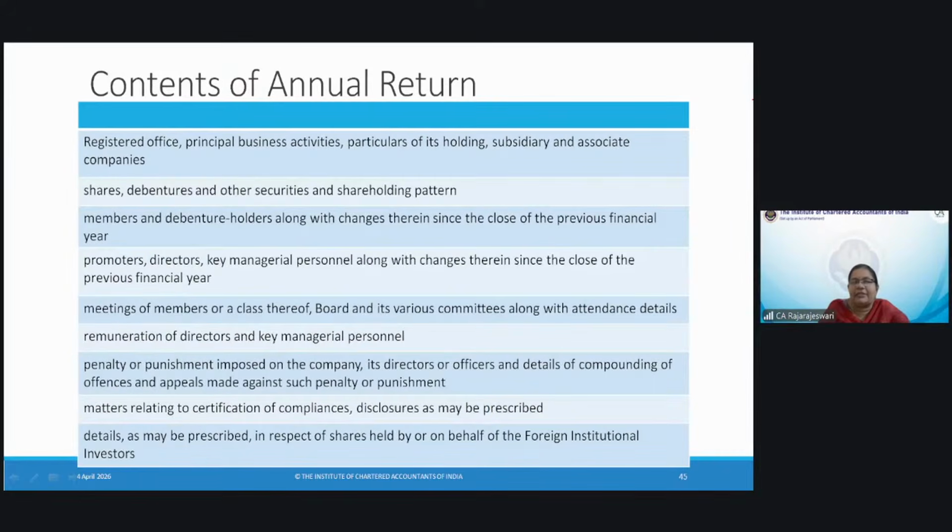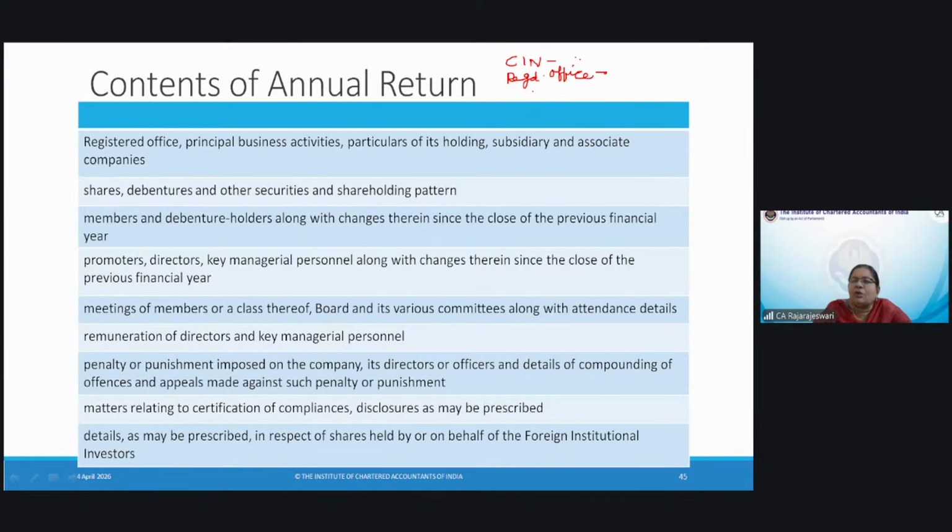Now we are talking about the annual return. What are all the contents of the annual return? First, the CIN number. If you type the CIN number in the portal, it will come correctly. Then if you pre-fill it, automatically all the existing details will come. So you have to check the registered office of the company, which will be automatically filled in, and the other details you need to incorporate. You need to type them in the form and ensure that they are correct.